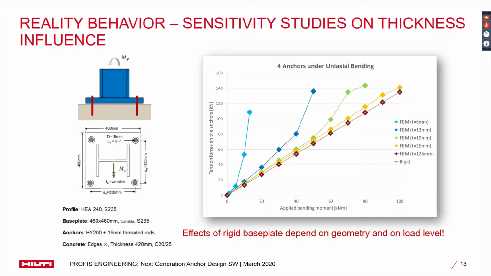So this graph represents our base plate. As our base plate gets thinner, we can get a much larger increase in anchor forces for a given moment. So this highlights the discrepancy between what Profis Anchor, or any rigid base plate assumption software, might be taking into account and what might actually be happening within your connection.